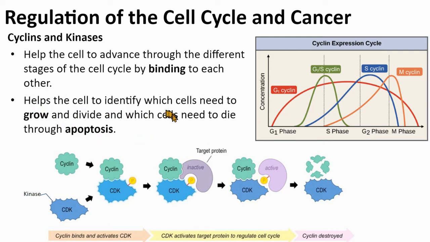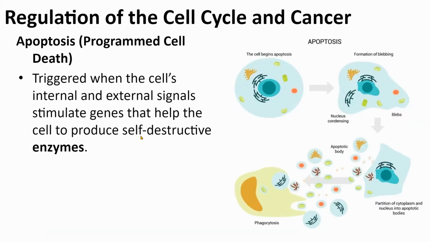So it helps the cell to identify which cells need to grow and divide and which cells need to die through apoptosis. So apoptosis is programmed cell death. So it's triggered when the cell's internal or external signals stimulate genes that can help the cells to produce self-destructive enzymes, which would be like lysosomes. And here is the cell beginning apoptosis, the formation of blebbing, right? And here's blebs here. You could actually call these kind of lysosomes.